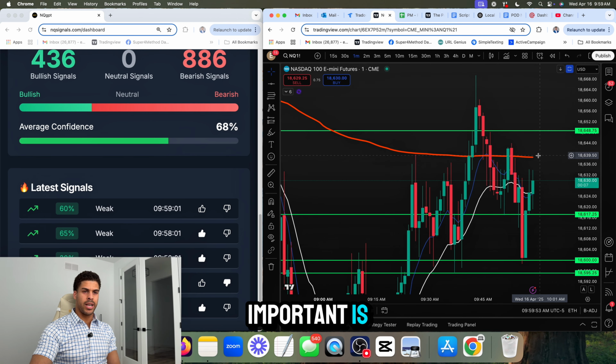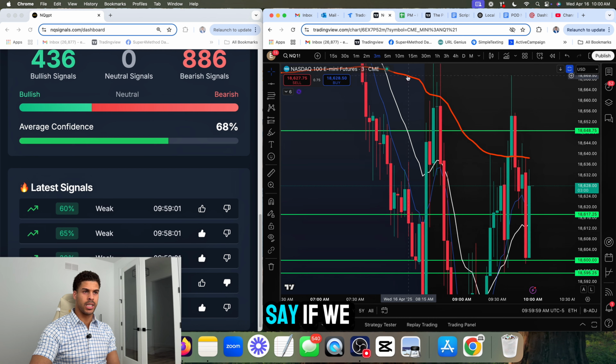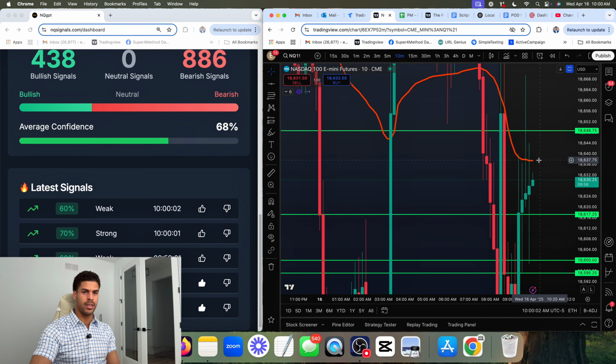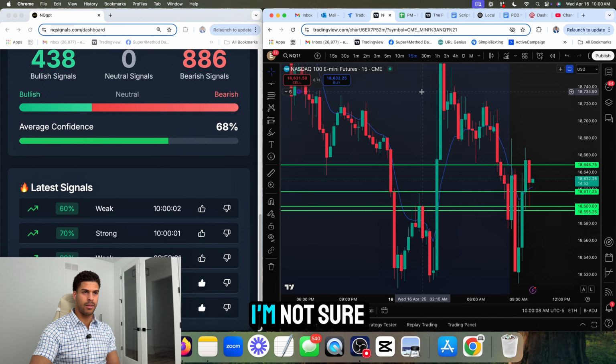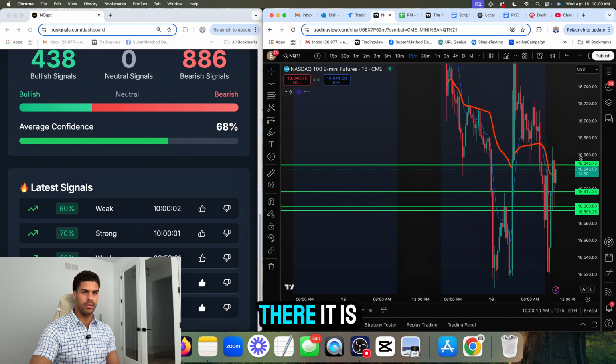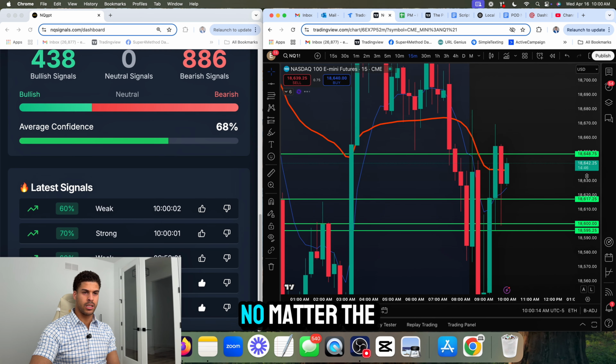The reason it's important is no matter what chart you go to, let's say a 3-minute chart, same thing. Let's say we go to a 10-minute chart, same price. The VWAP does not change the price that it's at. Let me load up my 15-minute chart, there it is. The VWAP stays the exact same price no matter the chart.